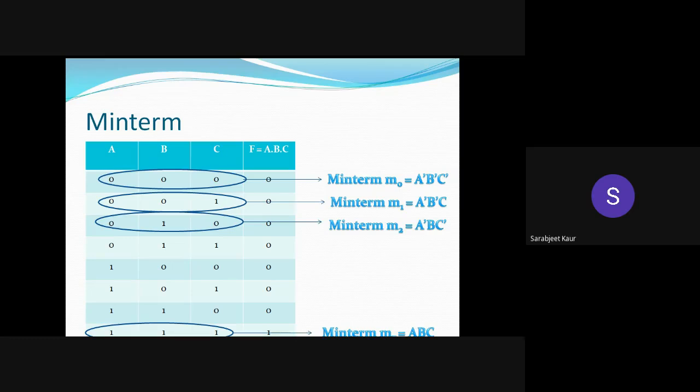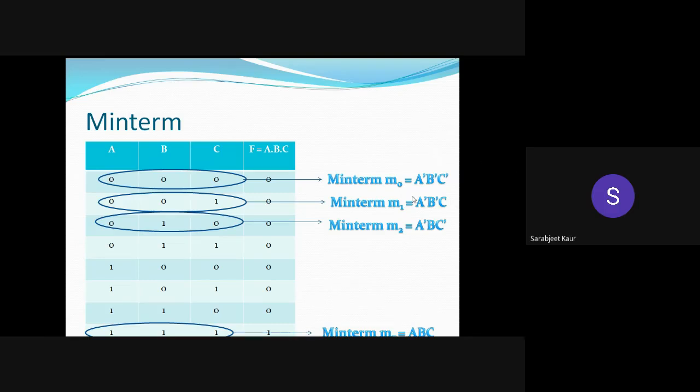Minterm is the name given to these. What are these? These are actually AND products. These are AND terms. A is being ANDed with B is being ANDed with C. What is happening here? A dash and B dash and C dash. So what is this? This is a product term, or an AND term, a logical AND term of the three variables A, B, and C.